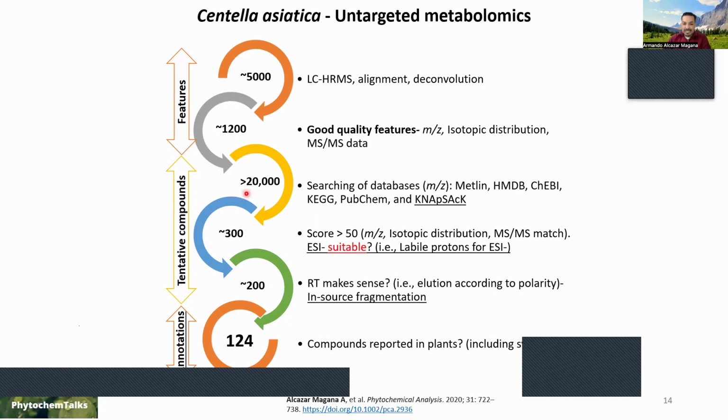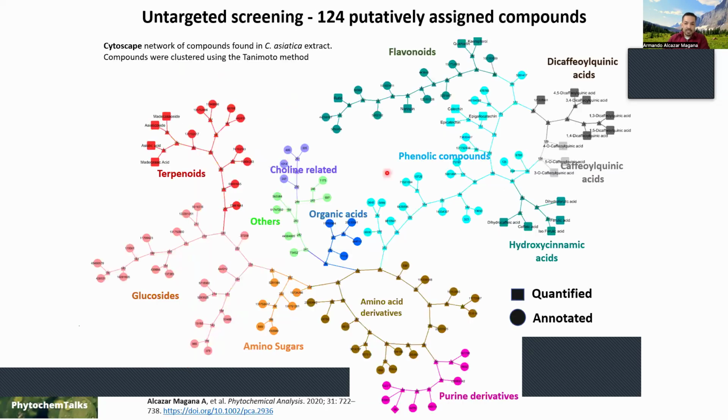So usually it's very easy to get thousands of candidates, and many times we basically need to look through most of them. So for those, we look for the ones that have a very nice match, and eventually we need to do a lot of manual inspection looking for in-source fragmentation. For example, you can see glucose in different parts of the chromatogram, but those are fragments that are produced in the electrospray. And eventually we get to our annotations. So for this particular case of Centella asiatica water extract, we got 124 annotations.